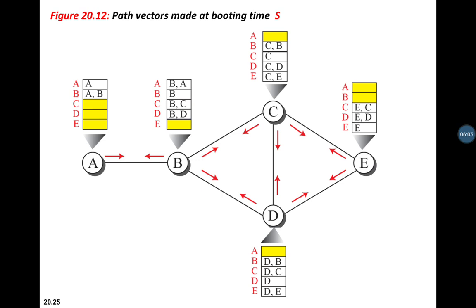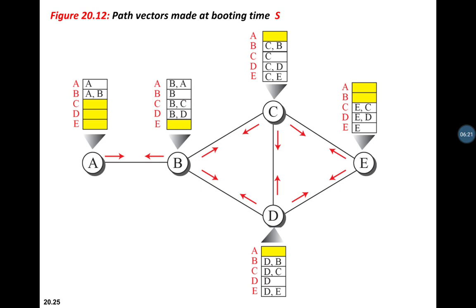Similarly, at B, we can see that to reach C, it can be from B to C. To reach D, it can be from B to D. To reach A, it can be from B to A. That is a path. Similarly, from C, to reach B, it is C to B.